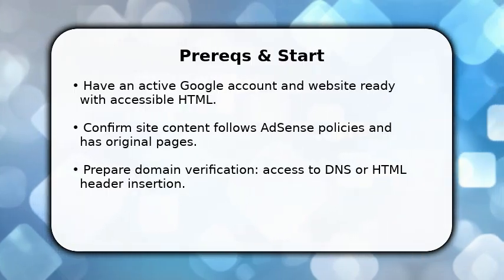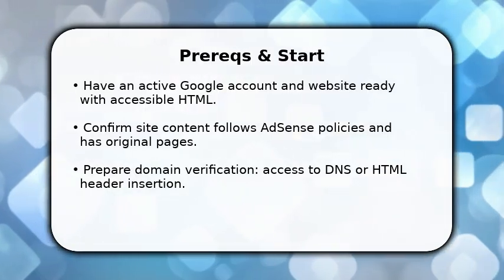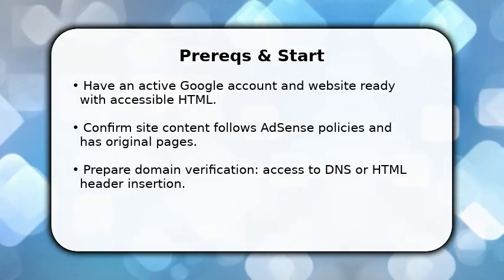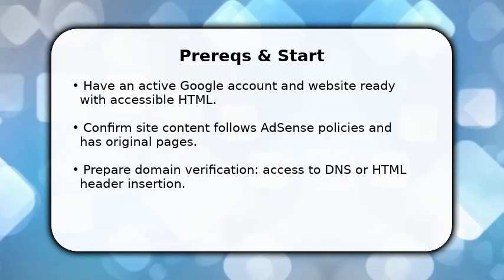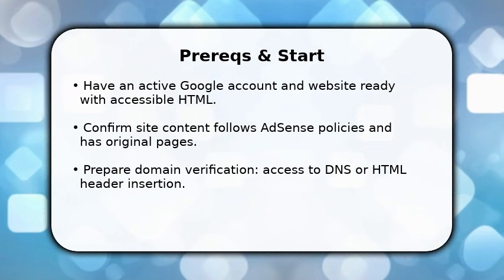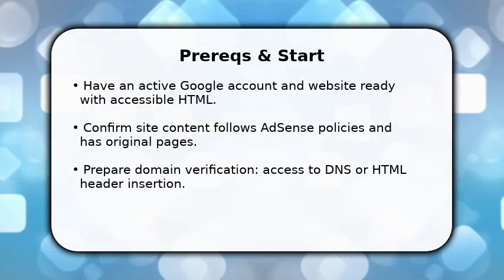Once done, sign into the AdSense dashboard and choose Get Started. The system asks for your website URL and contact details. This first step matters because verification and policy compliance determine approval speed. So complete accurate details now to avoid delays later.